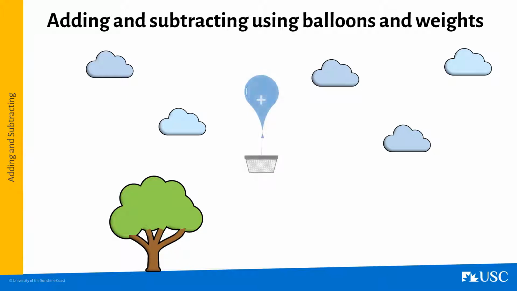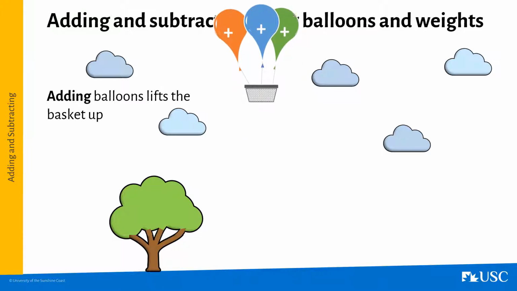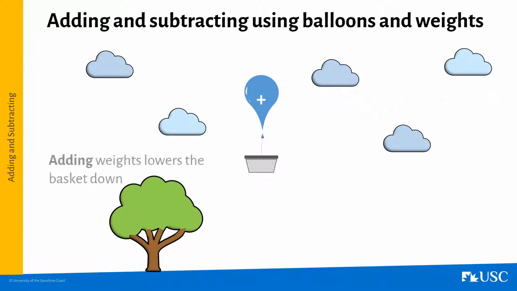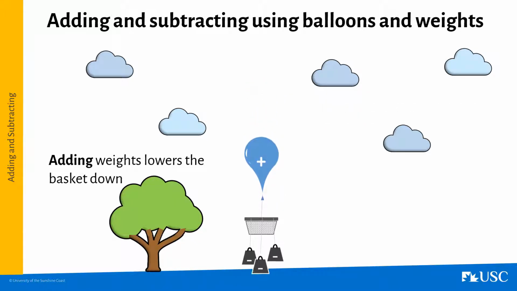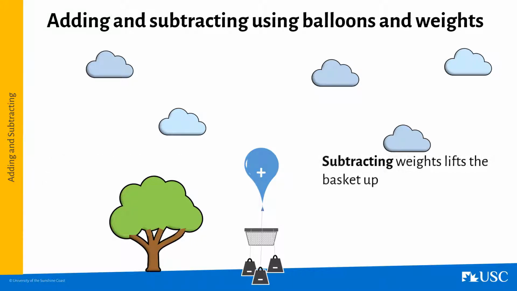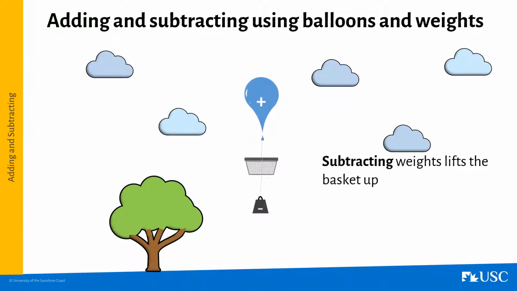We can use a basket with balloons and weights to help us add and subtract integers. The positive numbers are like the balloons. When we add balloons, the basket goes up. When we subtract balloons, the basket goes down. If we add weights, negative numbers, then the basket will go down. Whereas when we subtract the weights, the basket will go up.